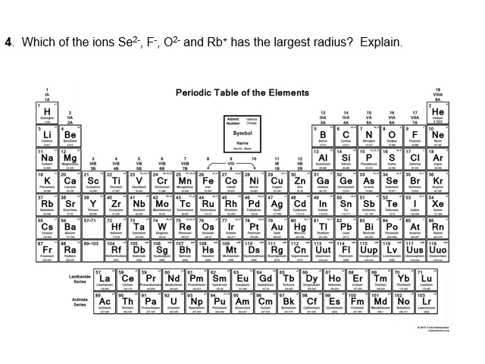Next slide. And then just a chart, but this was number 4. Which of the ions Se2 minus, F minus, O2 minus, and rubidium plus has the largest radius? Okay, so to do this problem, let's divide these 4 things into 2 groups of 2.